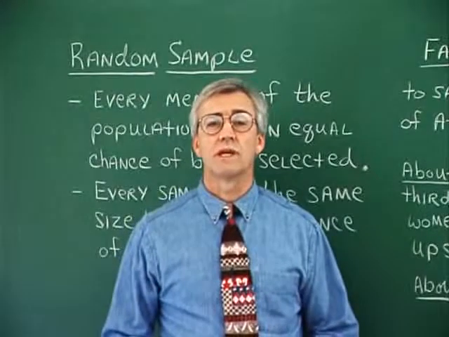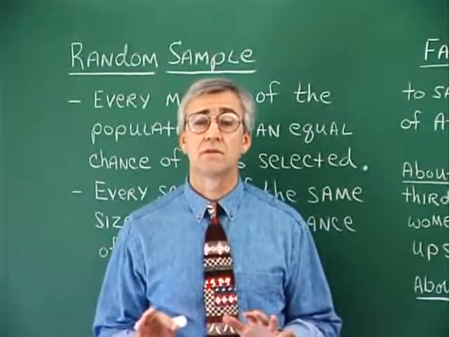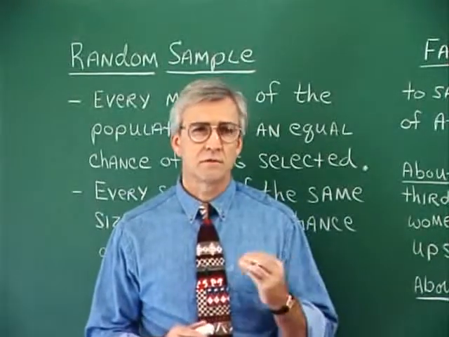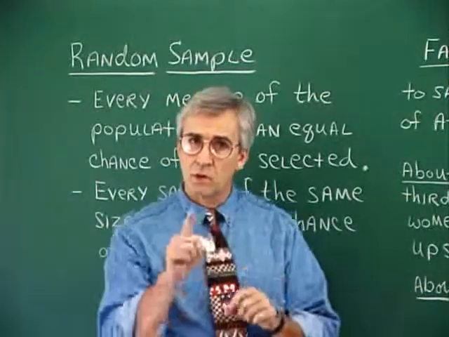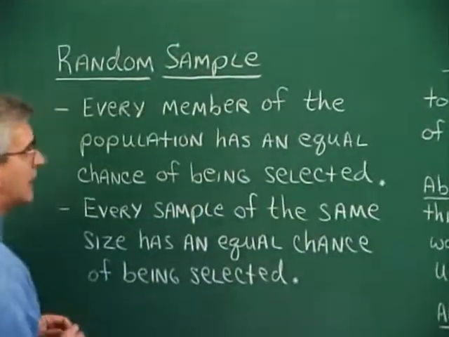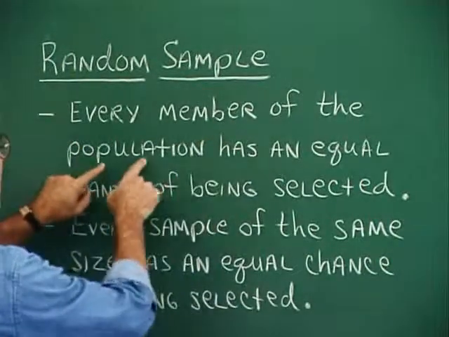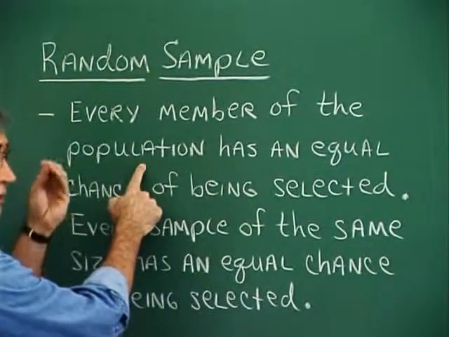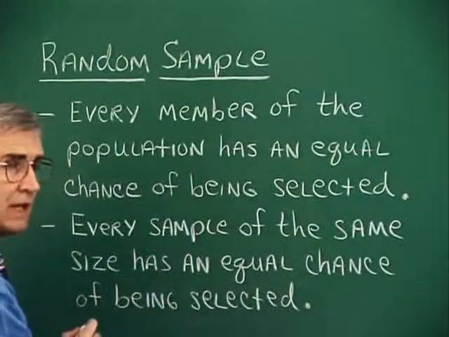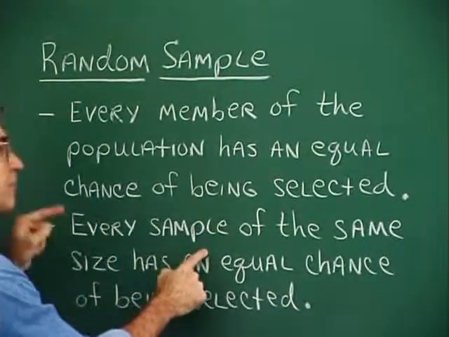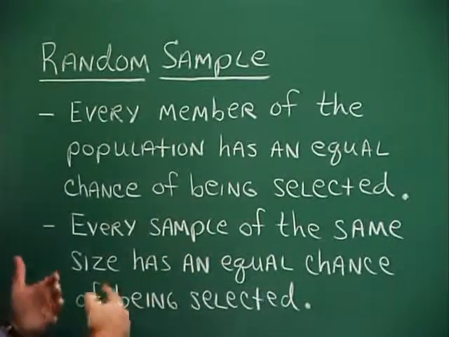In an earlier segment, we talked about random samples, and we'd like to define random sample a little bit more carefully at this point. A simple random sample is what we're talking about, and a simple random sample has basically two aspects to it. One is that every member of the population that the sample is drawn from has an equal chance of being selected for the sample. And also, every sample of the same size has an equal chance of being selected.